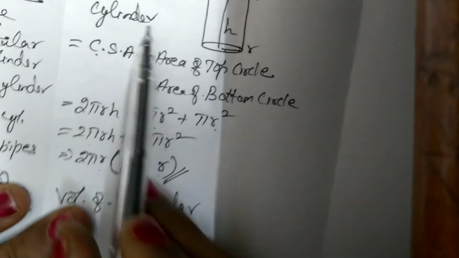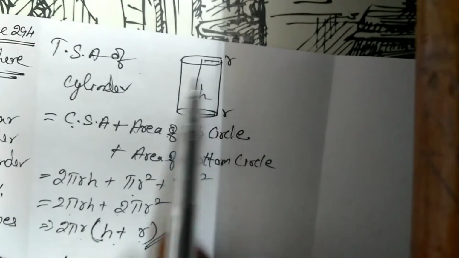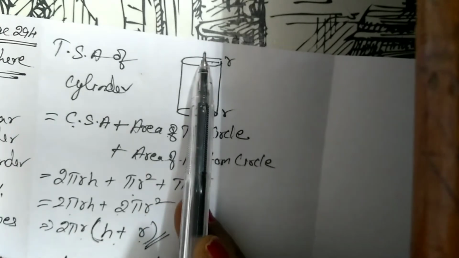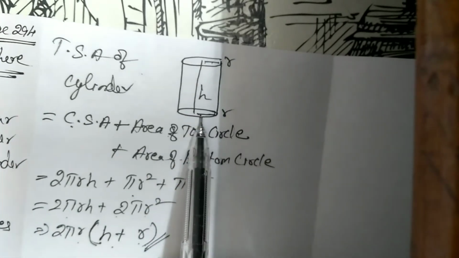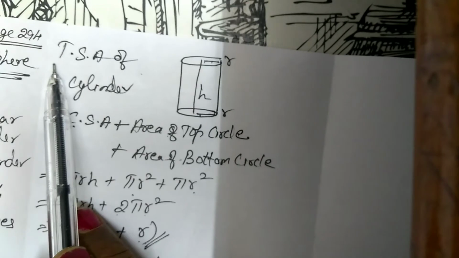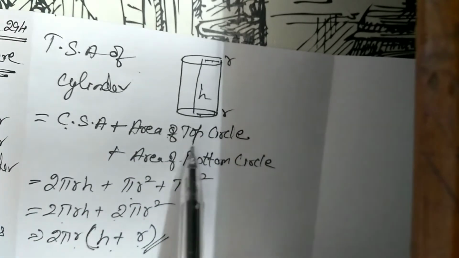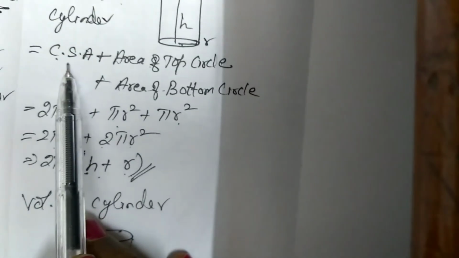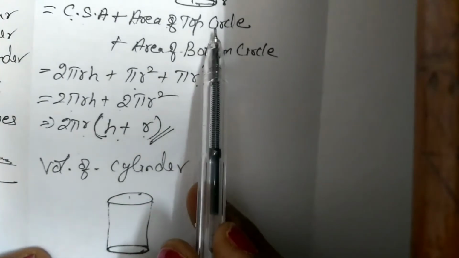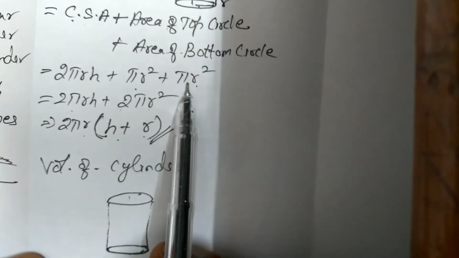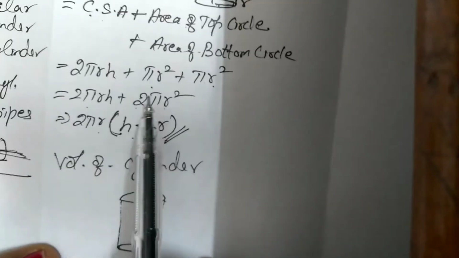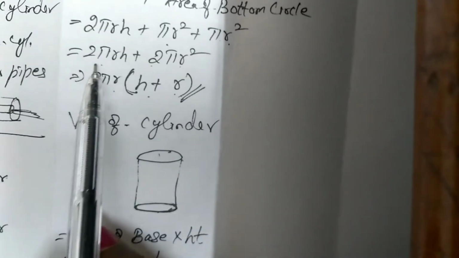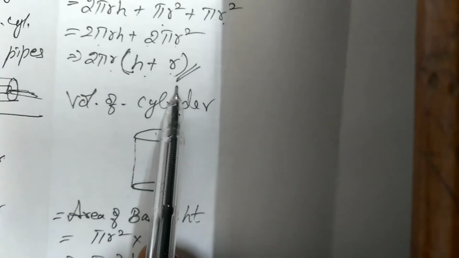Similarly, the total surface area of a cylinder is all the areas: the curved surface area plus the area of the top circle plus the area of the bottom circle. That is why we call it total surface. Total means the sum of all the areas. So the curved surface area is 2 pi r h. We know the area of the top circle and bottom circle as pi r squared plus pi r squared, 2 pi r squared. We find 2 pi r is common to both terms. We take it out, h plus r.